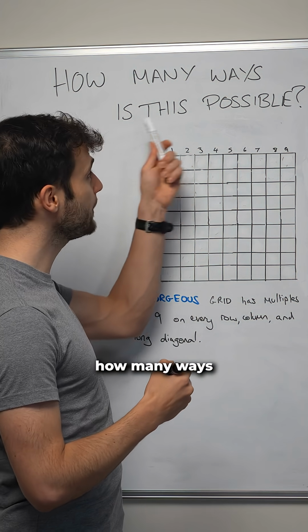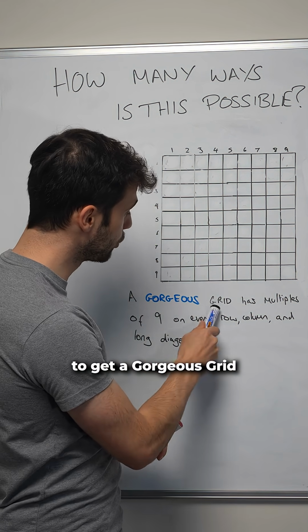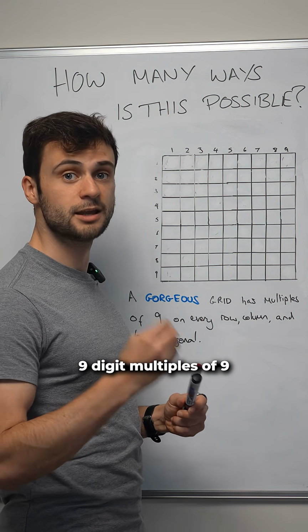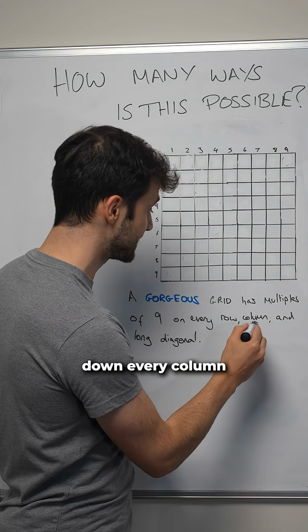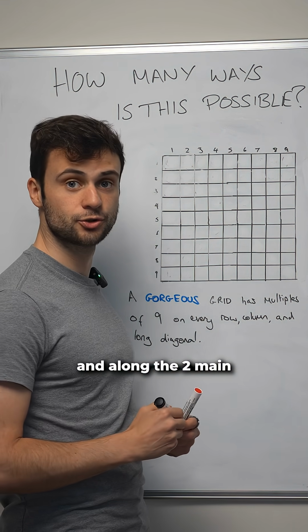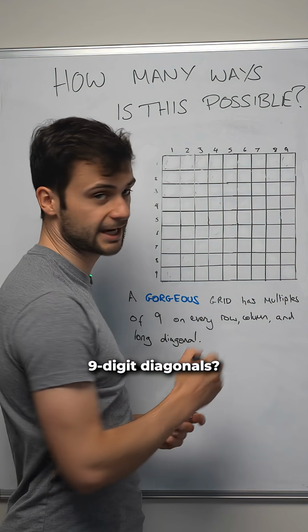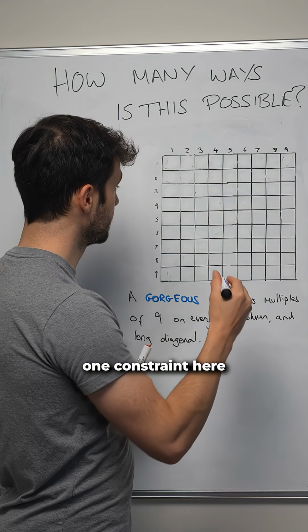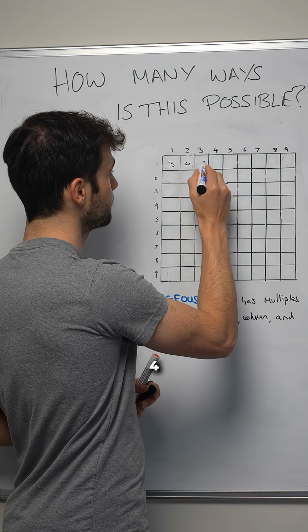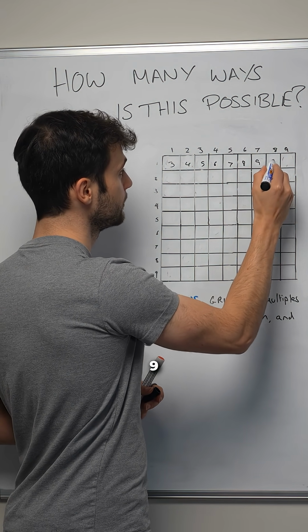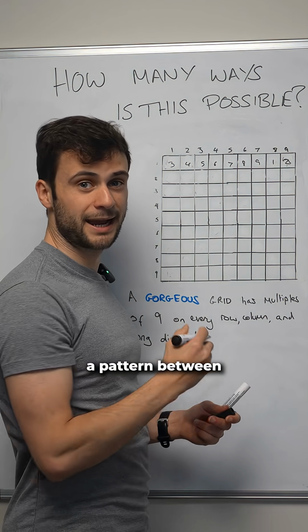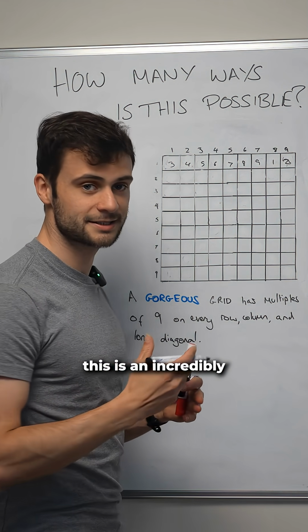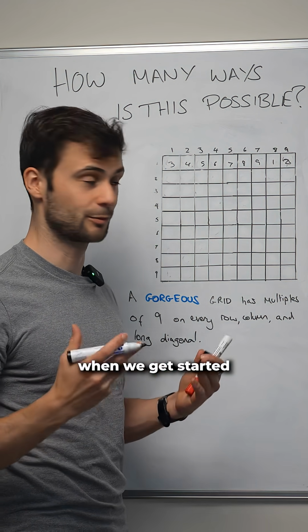So it's asking how many ways is it possible to get a gorgeous grid which has 9-digit multiples of 9 across every row, down every column, and along the two main 9-digit diagonals. Now there's one constraint here. So for example, 3, 4, 5, 6, 7, 8, 9, 1, 2. But it doesn't have to be the same from row to row, and it doesn't have to be a pattern between the rows either.